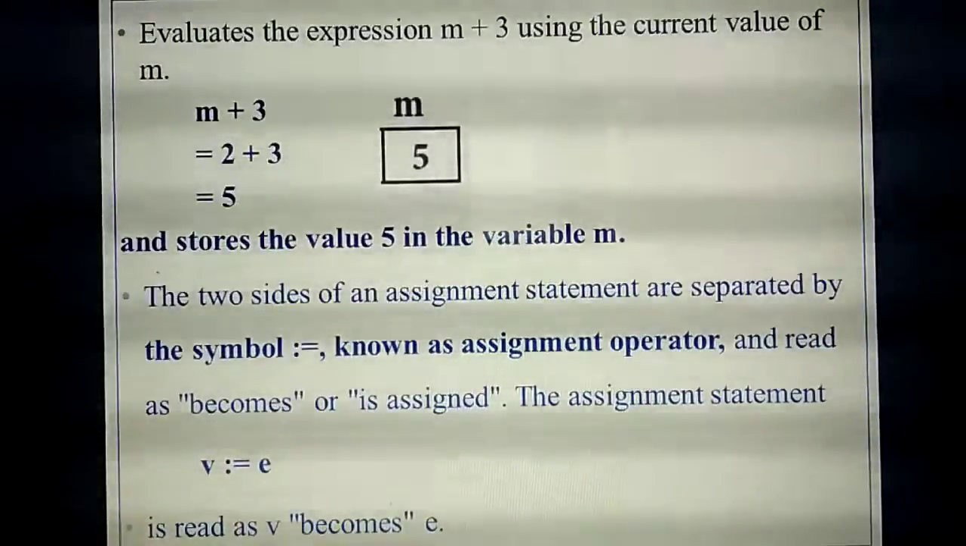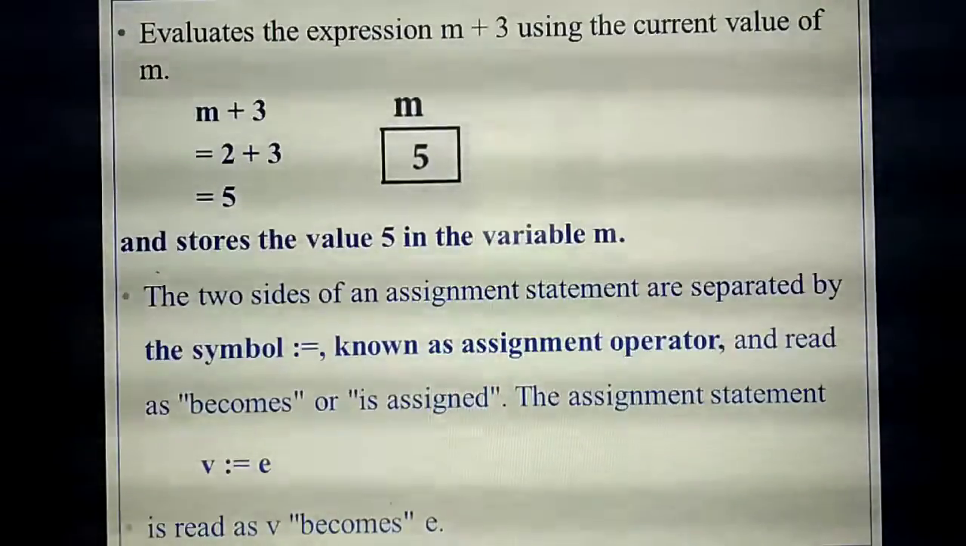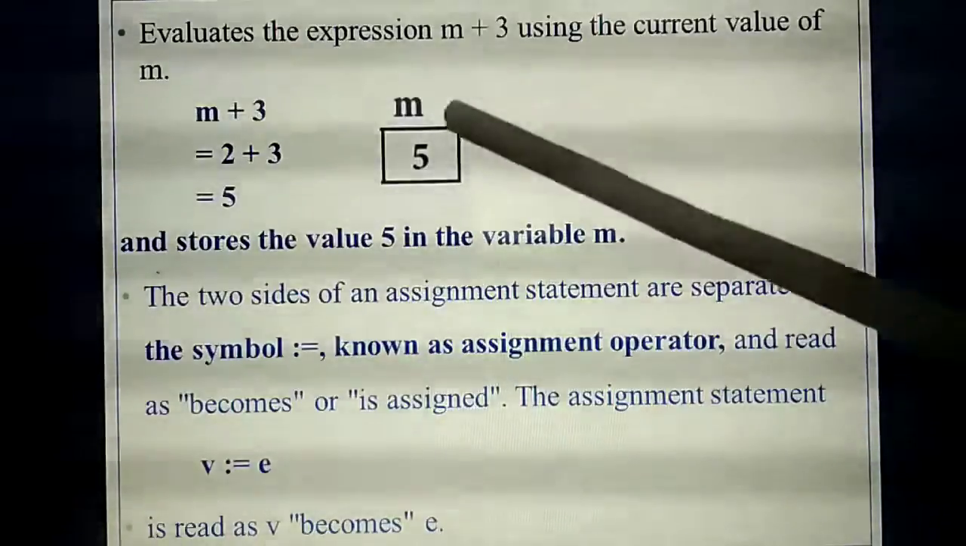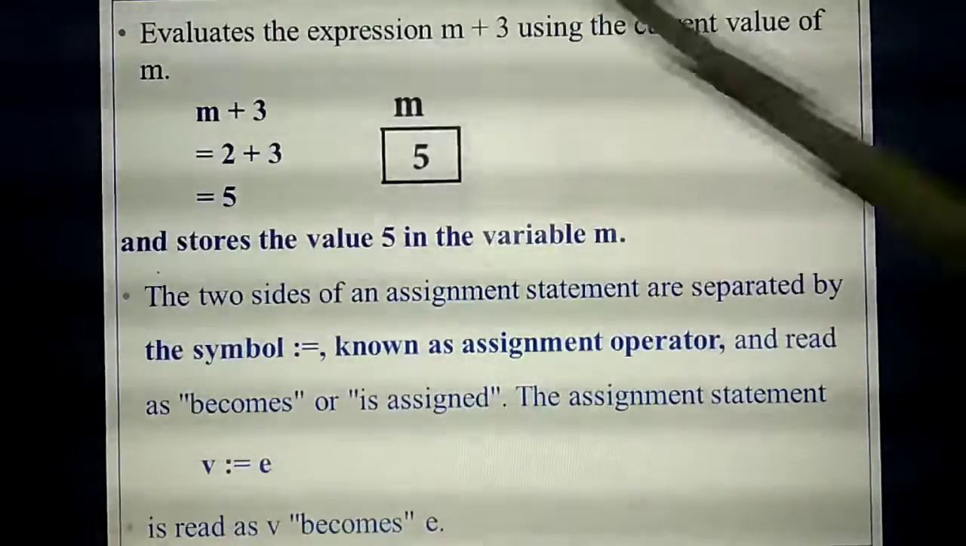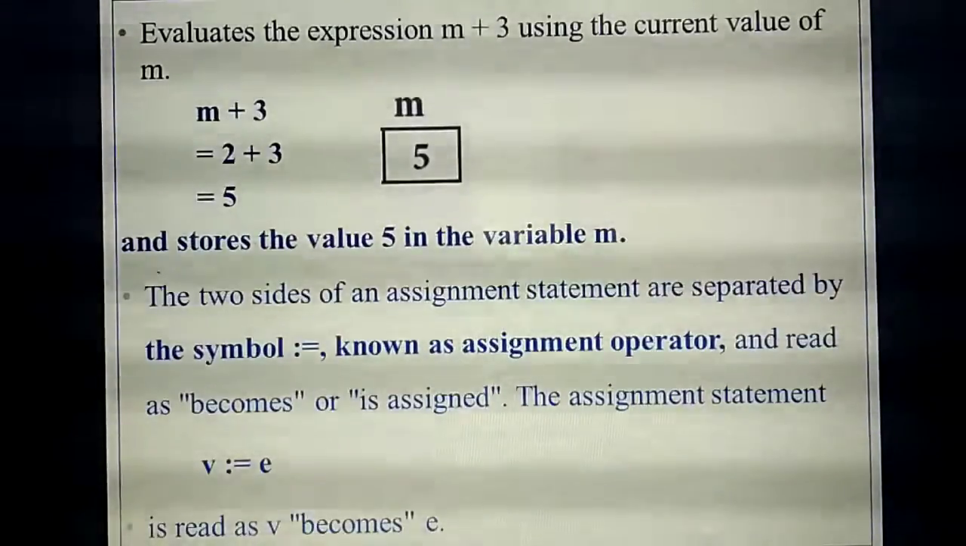Understand? What's the meaning of this? If you are updating or changing the value in the place of expression, what happens to the old value? The old value will get lost. The new value is stored in the place of the old value. So what's the new value now? 5. Now 5 is stored in the variable M.